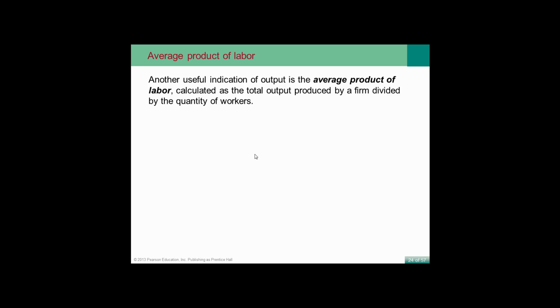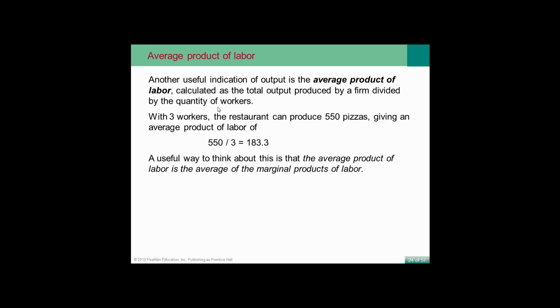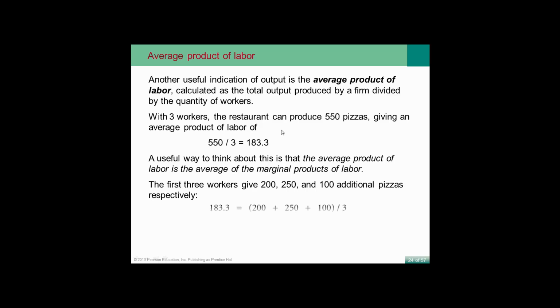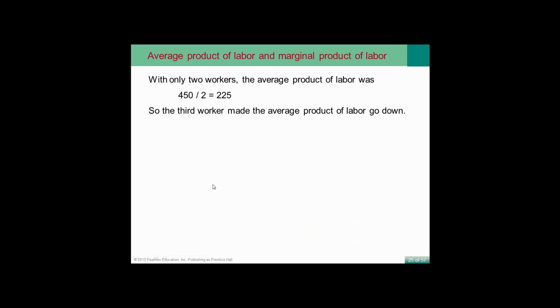This is calculated by total output produced by a firm divided by the quantity of workers. With 3 workers, the restaurant can produce 550 pizzas, giving an average product of labor of 183 pizzas. A useful way to think about the average product of labor is the average of the marginal products of labor. The first 3 workers give 200, 250, and 100 additional pizzas. Add that up and divide by 3, and you get 183.3. With only 2 workers, the average product of labor was 225. So the third worker made the average product of labor go down.